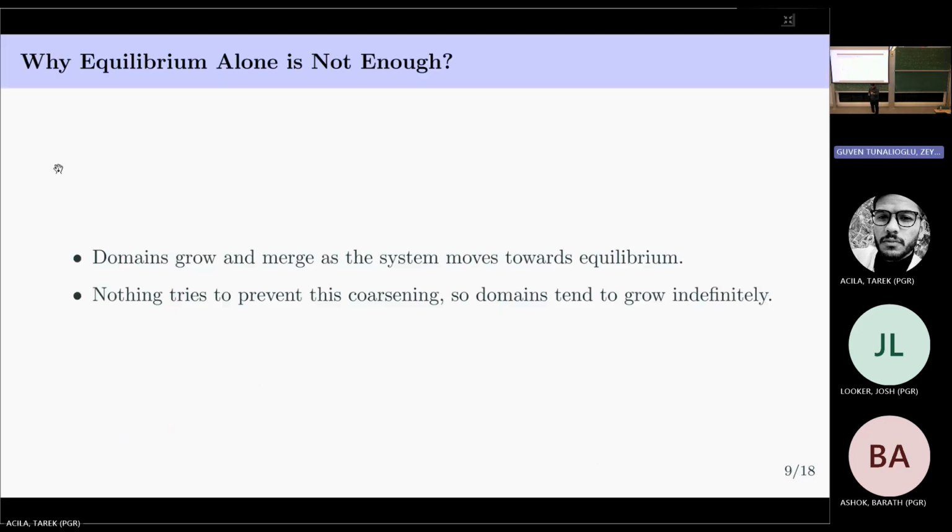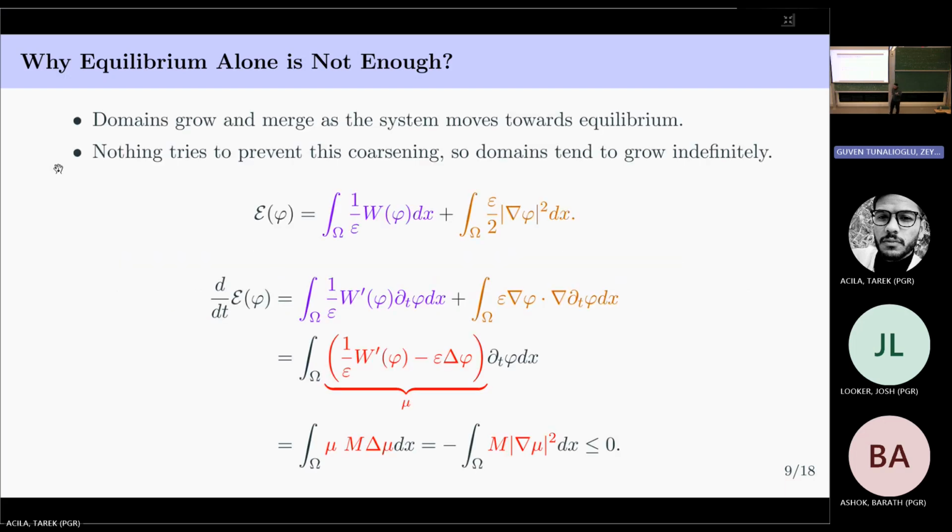So why didn't this framework work at this time? It's because that's how I designed it. There is nothing stopping the phase separation. So all I did is that I said that I want my model to phase separate and go towards equilibrium. Why would it not merge all the domains together? Okay, so there is something missing here.